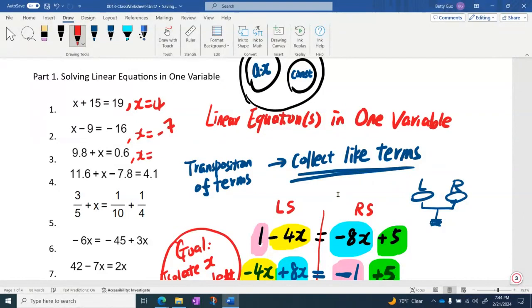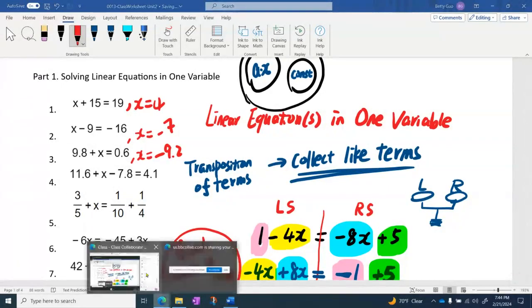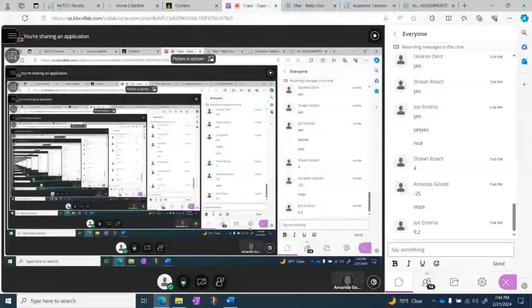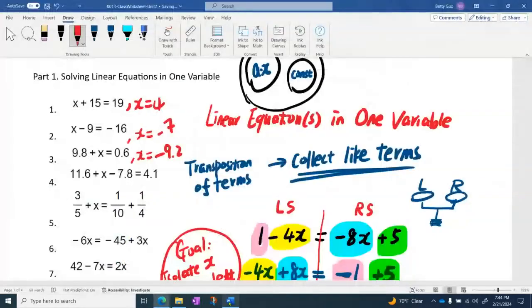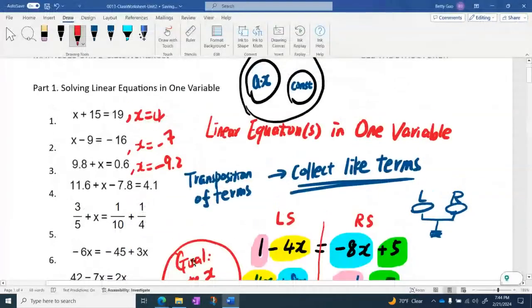And number 3, decimal. All you need to do is to move 9.8 over, but minus, right? Yeah, minus. So negative 9.2. Let me see if you have the same thing. Is it positive or negative? The sign is important. Sign error is one of the most common mistakes. Sign error.